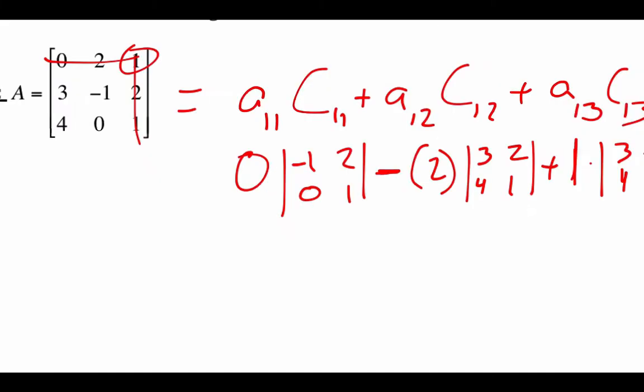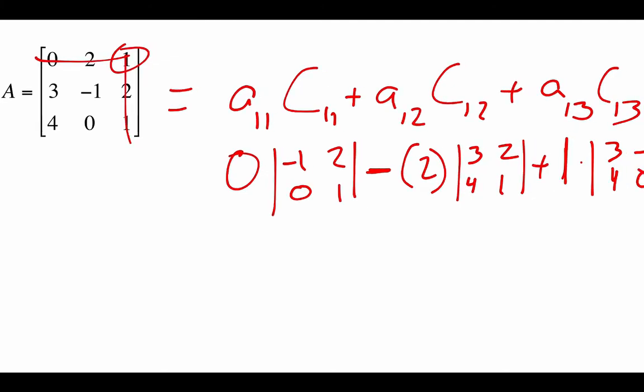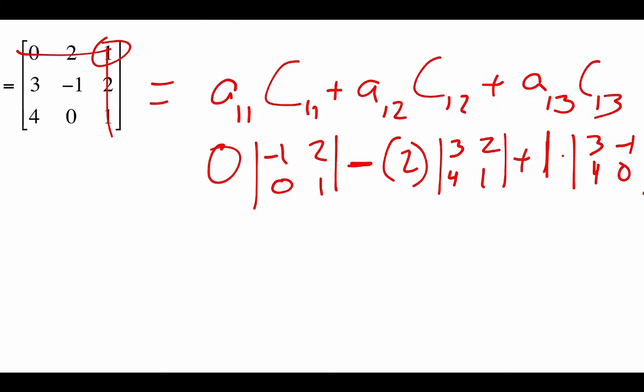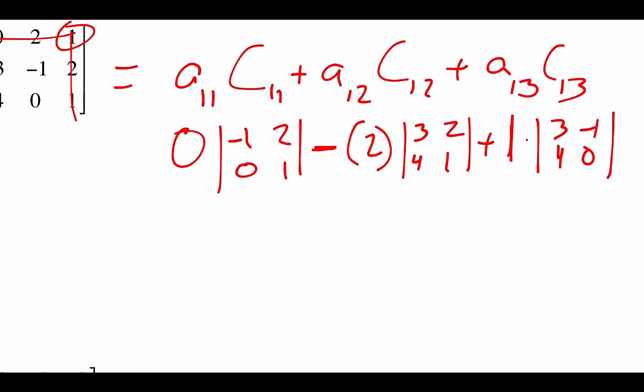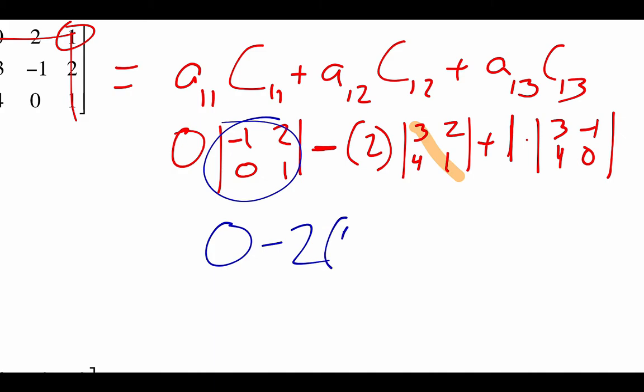Now from there, we got to go through and simplify each of these. So we actually have to do the determinants of these 3 matrices. In order to do that, we're going to do 0 times whatever this determinant is. Well, whatever this determinant is times 0 is just going to be 0, so that's not too bad. So we're going to do minus 2, and then again, we're going to multiply it by the determinant of that matrix. So it's going to be 3 times 1 minus the other diagonal, 4 times 2.